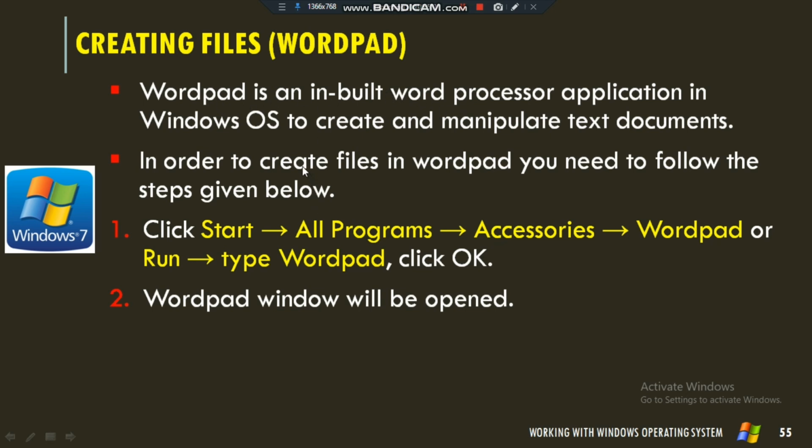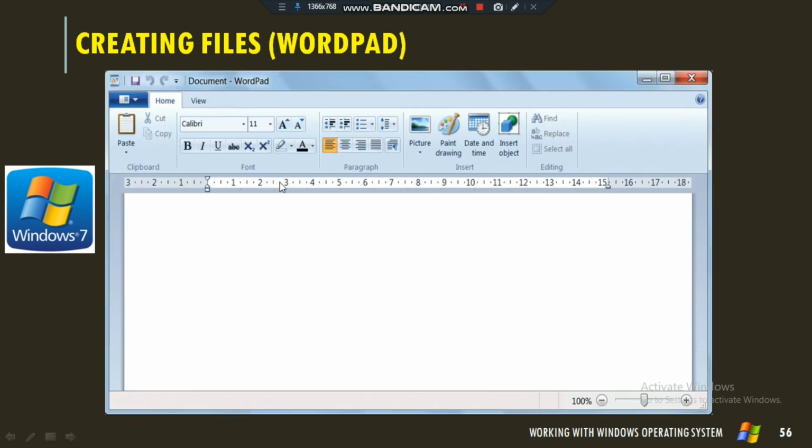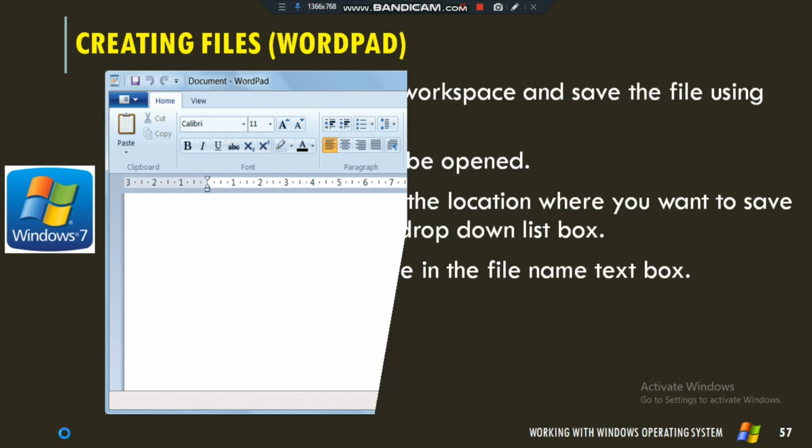Okay, what is the command used to open WordPad? Start, All Programs, Accessories, WordPad, or you can press Run, type WordPad, and click OK. So either we can start the application by using the Start menu or we can use the Run option. The WordPad window will be opened. Like you can see, this is your WordPad window. This is your workspace. You can type the content in this WordPad.